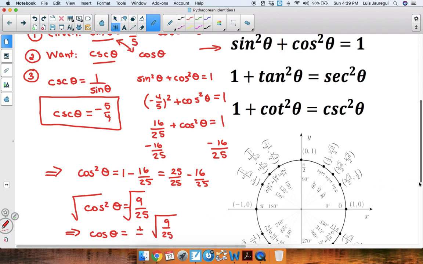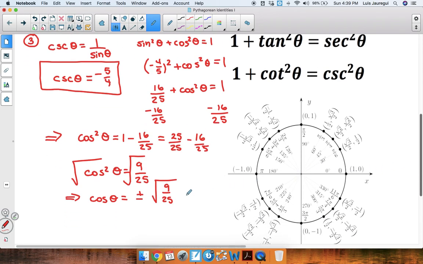However, using the properties of radicals, we can say that this is equal to plus or minus the square root of 9 over the square root of 25. And we know that this is equal to plus or minus the square root of 9, which happens to be 3, over the square root of 25, which happens to be 5. So notice that we can say, well, cosine of theta can be either the positive 3/5 or the negative 3/5.